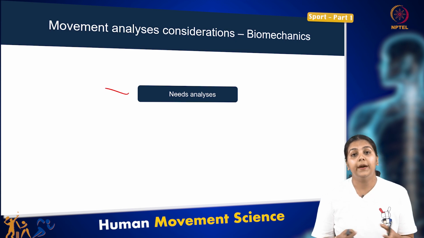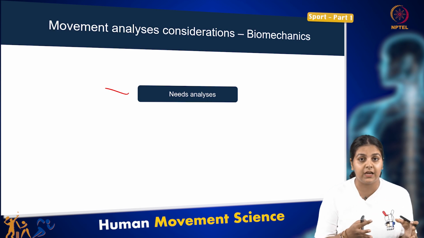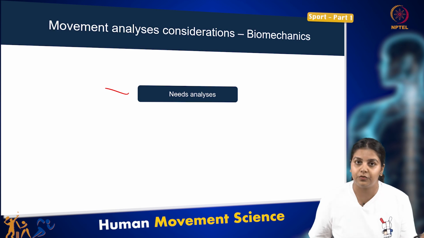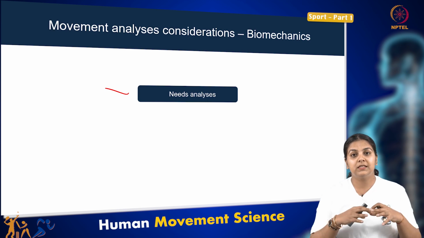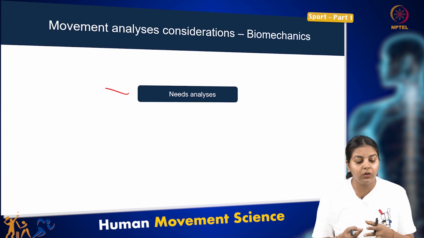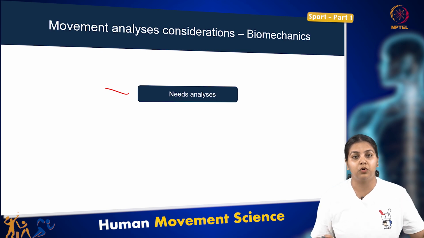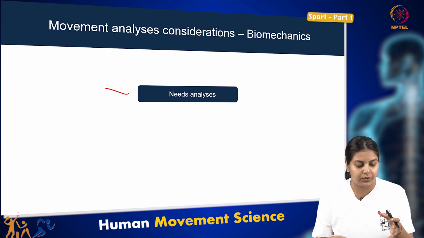Now, this is quite important when you're doing a physiological analysis as well, or if you're doing any kind of analysis, you first need to understand what are the needs of the sport, right? And we've looked at needs analysis in the previous module. So this module, you will see, is a compilation of all that you've learned in the previous modules and how do we apply that to sport.